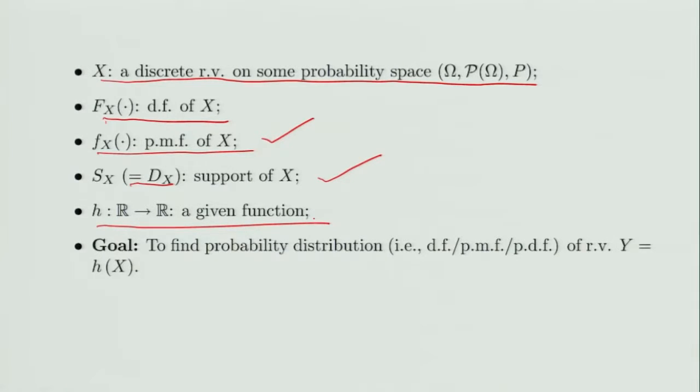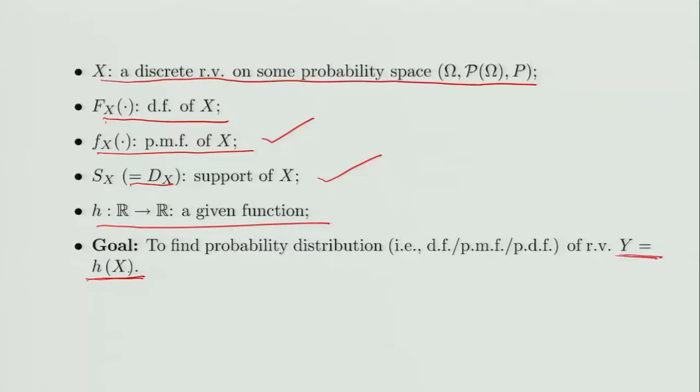Now in many situations, we may be interested in knowing the distribution of a random variable Y, which is same as h(X). Note that h(X) is a random variable because X is a random variable. So the values of h(X) are also random. When I say probability distribution, it means distribution function or the probability mass function or the PDF of h(X) when we know what is the distribution function or probability mass function of X.